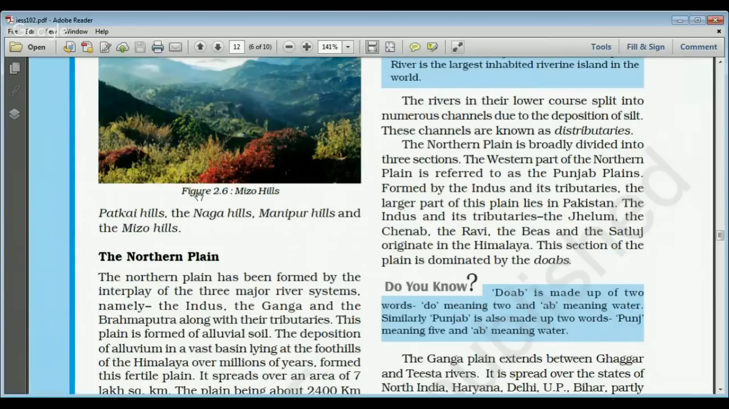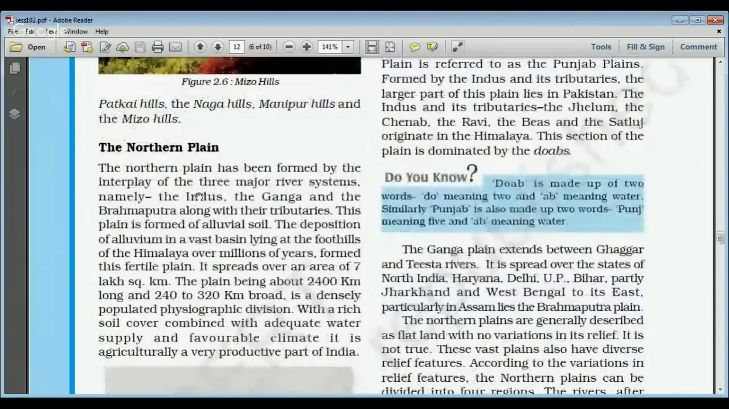So the northern plain could also be divided into three parts latitudinally. The westernmost part is known as the Punjab Plains, and they are formed by the Indus and its tributaries. And the major part of the Punjab Plain lies in Pakistan. The Indus and its tributaries, Jhelum, Chenab, Ravi, Beas, and Satluj, all of them have originated in the Himalayas. And this section of the plain is dominated by the Doabs.